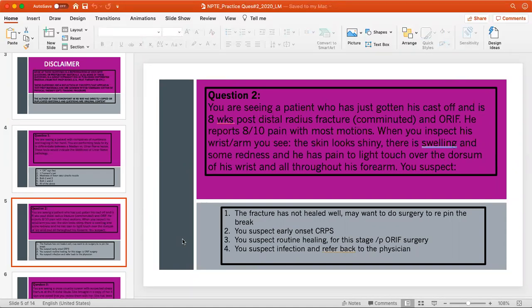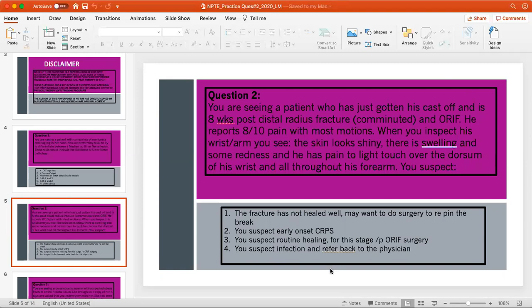Do you think so? Or you suspect routine healing for this stage after RF surgery, so it's 8 weeks post-op. You expect some of these things, some of the swelling and redness and inflammation. Or do you suspect infection and you want to refer back to the physician or the surgeon? So what do you think based on the swelling, redness, pain to light touch, 8 out of 10 pain, 8 weeks after fracture? Do you have thoughts on this one?